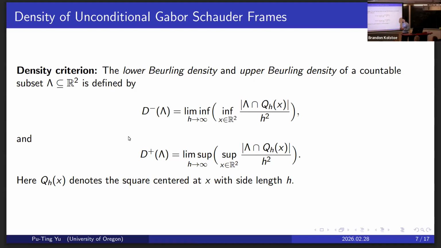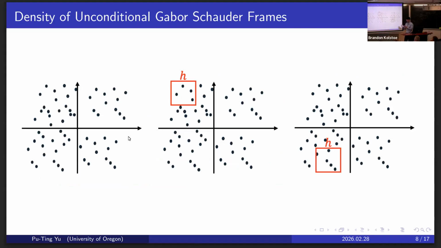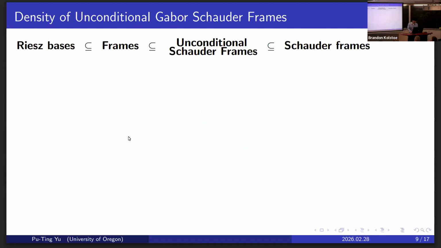So let me give you a visualization of what's going on with these two limits first. So it's like, you fix your side length and form a square and try to see how many points of lambda are contained in this square, and then compute the average. And you find where you get the maximum average and where you find the minimum average. And then you take the limit sup and the limit inf. So this leads us to the formulation of upper Beurling density and the lower Beurling density. So this is the criterion I'm going to use to estimate how dense my set of time frequency shifts is in R2.